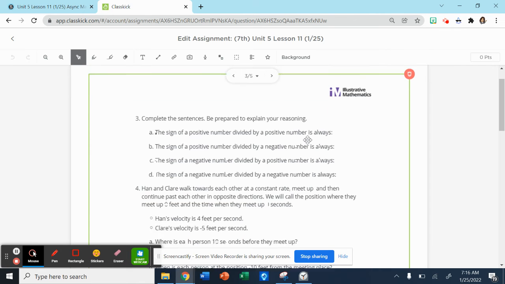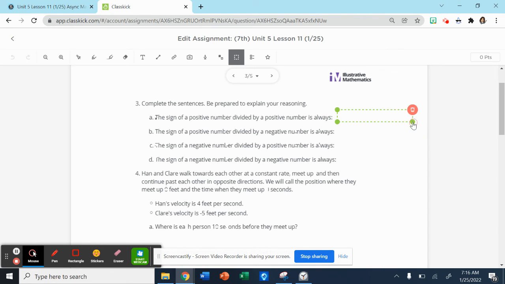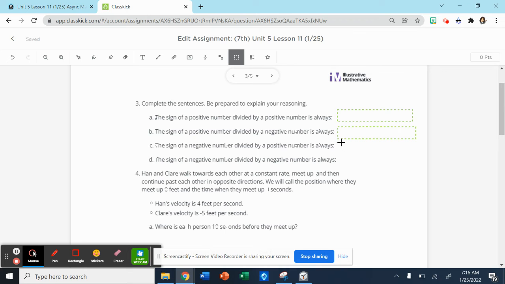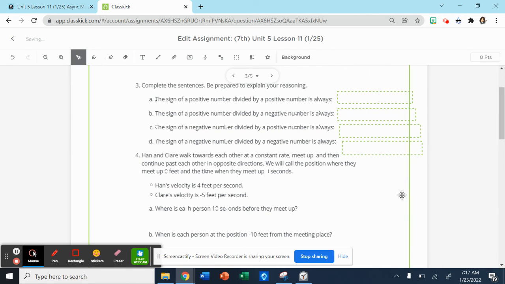On slide 3, it asks you to complete the sentences. A positive number divided by a positive number is always blank. A positive number divided by a negative number is always blank. A negative number divided by a positive number is always blank. And a negative divided by a negative is always blank. Go ahead and pause this video and answer these 4 questions on your own.